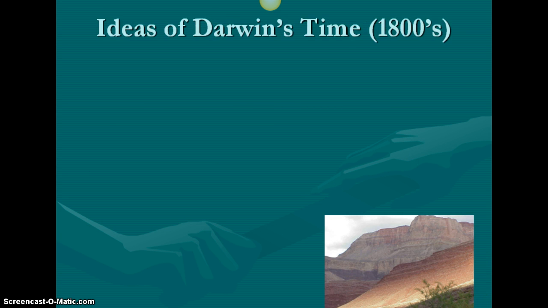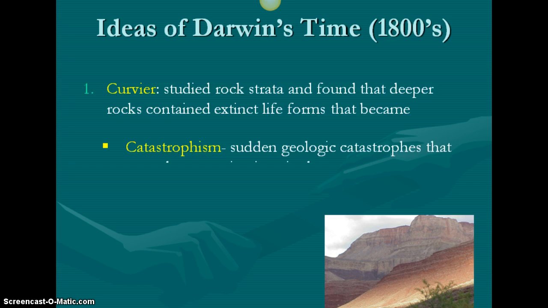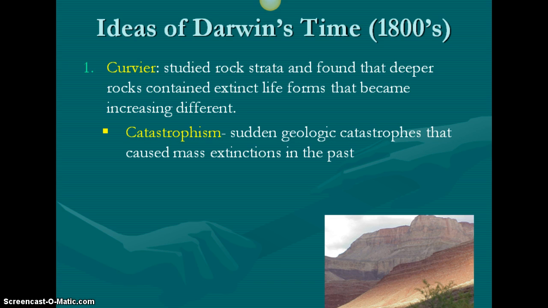So our ideas that we're going to go through are different scientists all the way up to Darwin, starting in the 1800s. Our first scientist here, Cuvier, he studied the rock strata, and he found that deeper rocks had extinct life forms, and they were increasingly different as you moved up the rock layers. So his theory that he came up with out of that is catastrophism, where sudden geologic catastrophes caused mass extinctions.